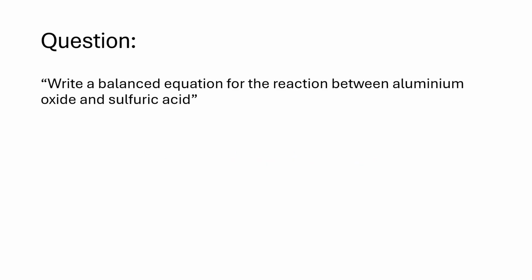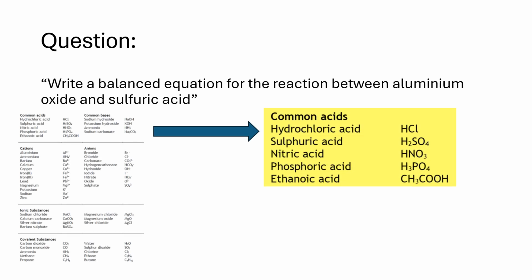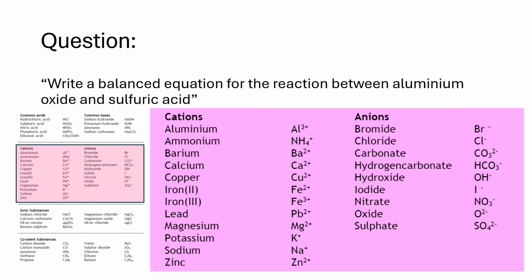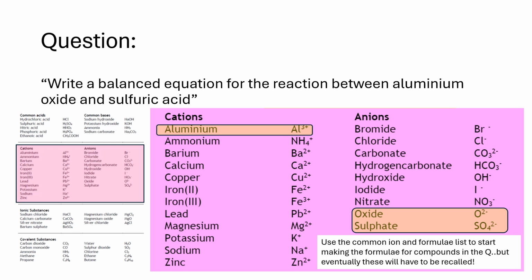The question says, write a balanced equation for the reaction between aluminium oxide and sulfuric acid. Going back to our ion list, we need to look at what the common acids are, and from recall, ultimately we need to be able to remember that sulfuric acid is H2SO4. Looking at the cations and anions, aluminium is Al3+, oxide is O2-, sulfate is SO42-. You can use the common ion and formula list to start you off, but by the end of the course you'll need to draw upon your own recall to know these formulae to make the formula of the compounds.